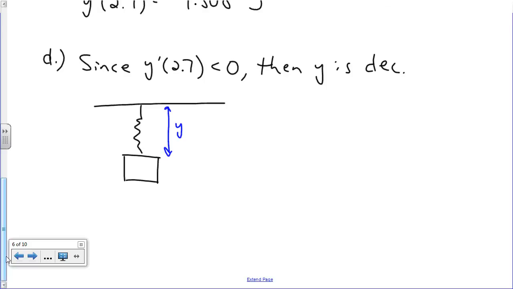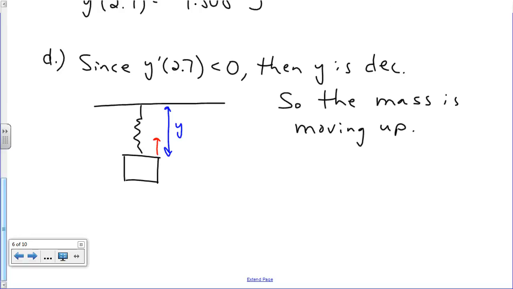So if y is decreasing, that means y is getting smaller and smaller and smaller. So this distance y is getting smaller and smaller, which means the mass must be moving up. So the mass is moving up. And that's what they were wondering. Which direction is the mass going? Is it moving up or is it moving down? And that's the justification to our answer. You always have to go back and check to see how they've measured y to help you figure that out. Just because it's negative did not mean that it's moving up.